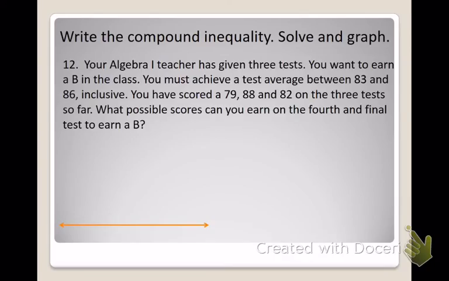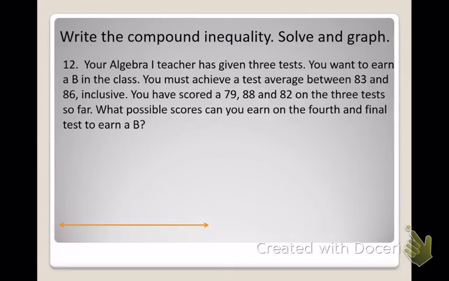Okay, quick story problem involving these inequalities. Algebra 1 teacher is given 3 tests. You want to earn a B in the class. So you must achieve a test average between 83 and 86 inclusive. Remember, inclusive means that we're including 83 and 86. You've scored a 79, an 88, and an 82 on the 3 tests so far. What possible scores can you earn on the 4th and final test to earn a B?